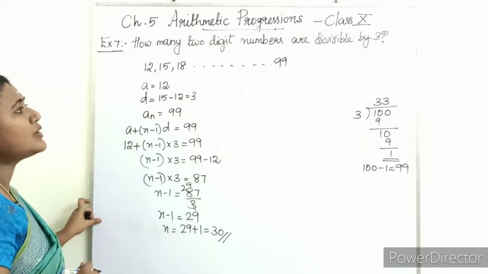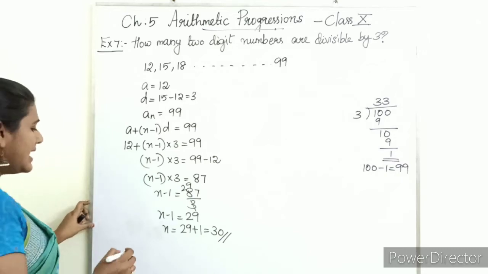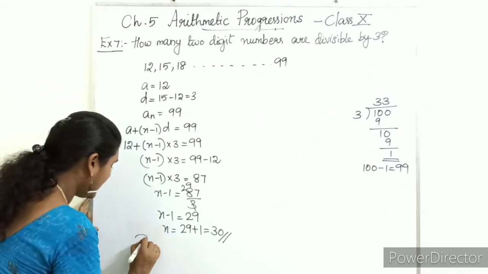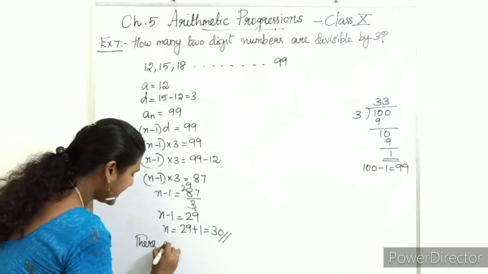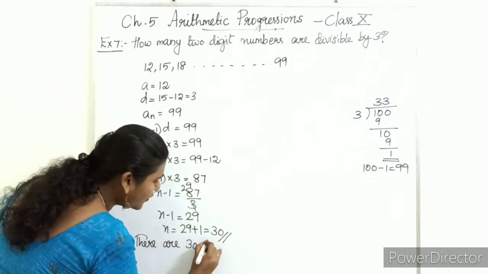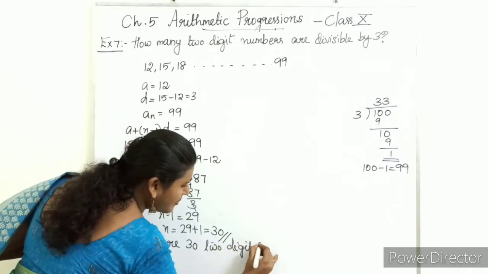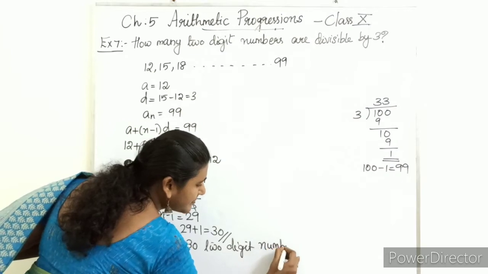Okay. So how many two-digit numbers are divisible by 3? There are 30 two-digit numbers divisible by 3. So we can write the final answer: there are 30 two-digit numbers divisible by 3.